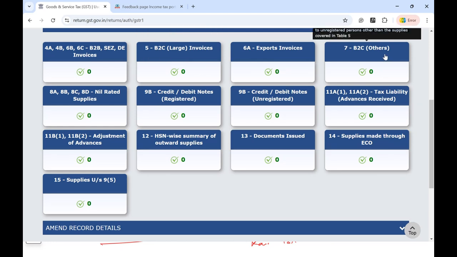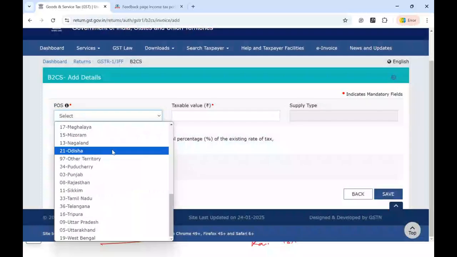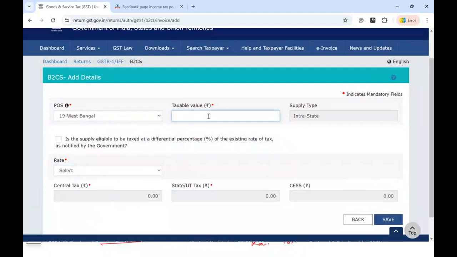Where an individual's value of supply does not exceed 1 lakh, we will use B2C others. The filing pattern would remain the same. In B2C others, we need to add record. Place of supply, we are supposed to provide a consolidated number depending on place of supply and rate of supply. Say my place of supply is West Bengal, taxable value, it may be supplied to Mr. C, Mr. Z, Mr. B, Mr. A, whatever, but these persons are unregistered. The transaction is B2C and place of supply is West Bengal.